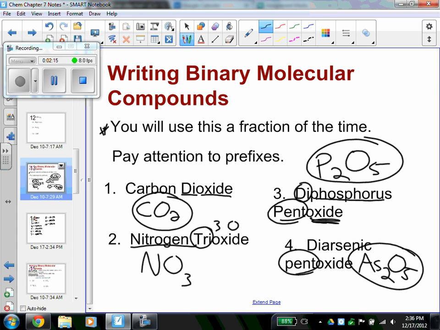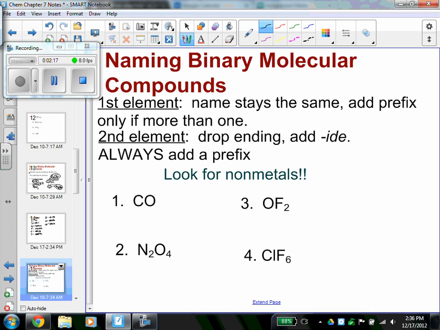We're going to keep it also pretty simple. If we jump to the next topic, and again, this is just a short video, when we name binary molecular compounds, you have to follow 2 rules. Since they're binary, you have to first name the first element listed, and then the second element listed has a little bit different rules.